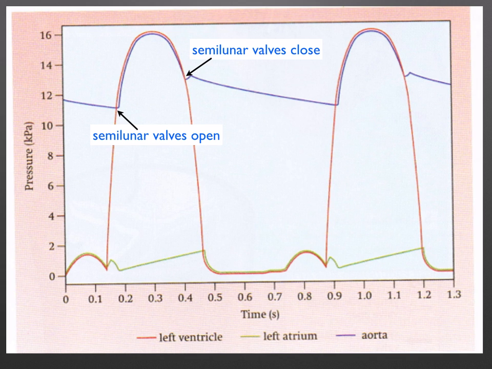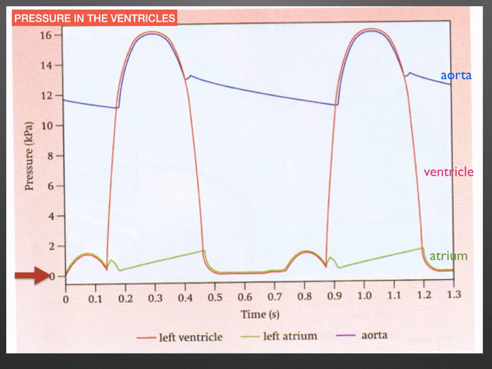So now that you know the key features, let's discuss what's happening in each graph, starting with the ventricular pressure, that orange line. Ventricular pressure is low at first, but then it gradually increases as the ventricles fill with blood because the atria are starting to contract.